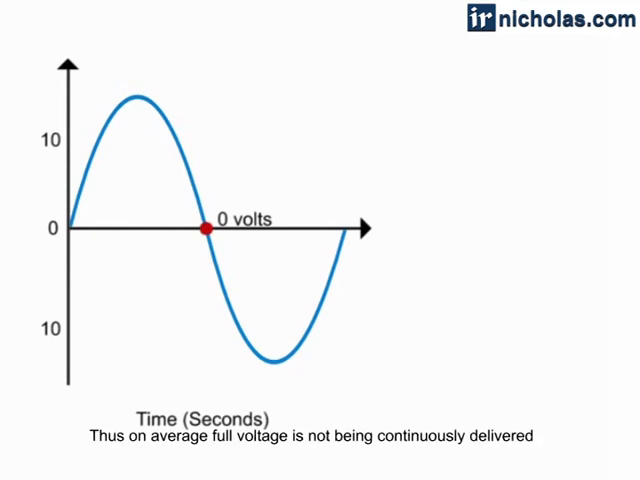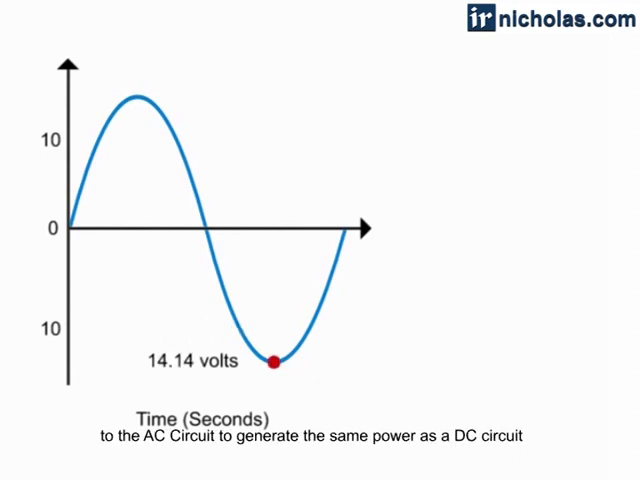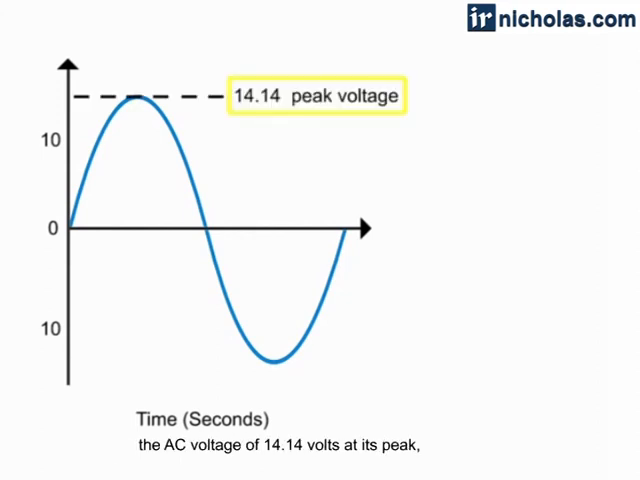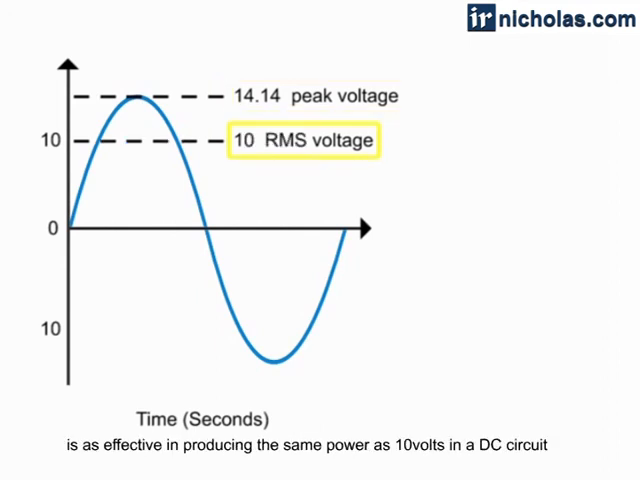Thus, on average, full voltage is not being continuously delivered to the AC circuit to generate the same power as a DC circuit. Therefore, to compensate, AC circuits need higher voltage input. When the power in the DC matches the power you produce in the AC, the voltage of 14.14 volts at its peak is as effective in producing the same power as 10 volts in a DC circuit.